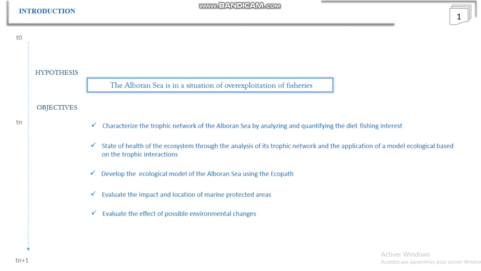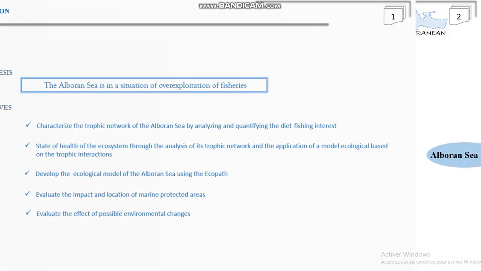So we aim to analyze the trophic interactions in the Alboran Sea, that will give us the state of health of this ecosystem by developing an ecological model using EcoPath, in which we aim to evaluate the impact and the effects of the environmental changes.